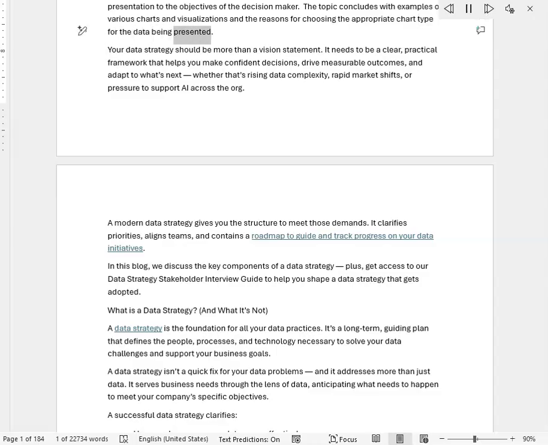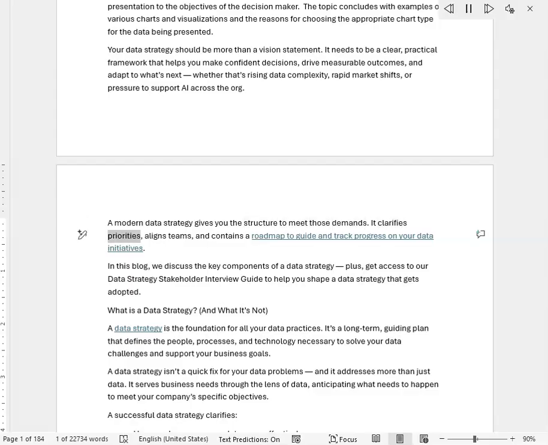The topic concludes with examples of various charts and visualizations and the reasons for choosing the appropriate chart type for the data being presented. Your data strategy should be more than a vision statement. It needs to be a clear, practical framework that helps you make confident decisions, drive measurable outcomes, and adapt to what's next, whether that's rising data complexity, rapid market shifts, or pressure to support AI across the org. A modern data strategy gives you the structure to meet those demands.